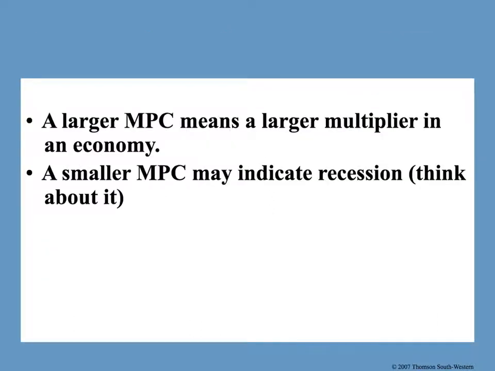A couple notes. A larger MPC means a larger multiplier in the economy, so the larger the MPC is, the closer it is to 1, the larger the multiplier is going to be. So if MPC is 0.5, then the multiplier is going to be 2. If the MPC is 0.9, then the multiplier is going to be 10. And another thing, a smaller MPC may indicate a recession.